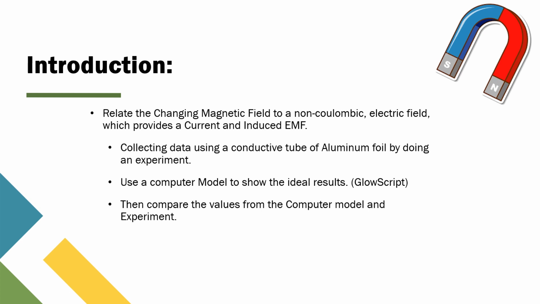So a little introduction to this lab. We'll be trying to relate the changing magnetic field to the non-coulombic electric field, which provides a current and an induced EMF. We'll be doing an experiment with aluminum foil and a bar magnet, and then also using a computer model on GlowScript to compare the values between the experiment and the computer model.